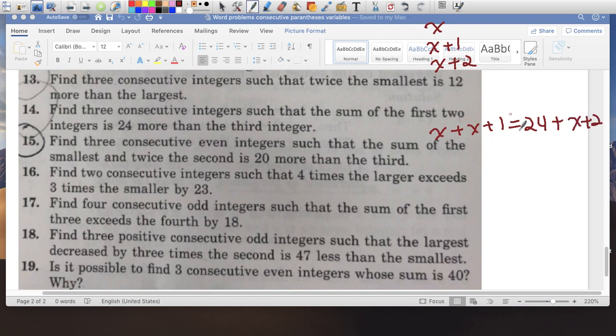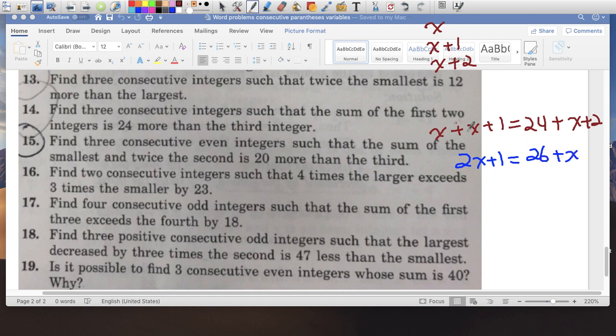And again, I should have put parentheses, but I'm not, only because we're adding, so they all come out as positive, so it's not a big deal. So just pretend I put parentheses here, and my next step would be to remove the parentheses, right? So there it is. On the left side, can I combine? I can combine x and x. I get 2x and then plus 1. On the right side, I can combine 24 and 2, and I get 26 plus x.